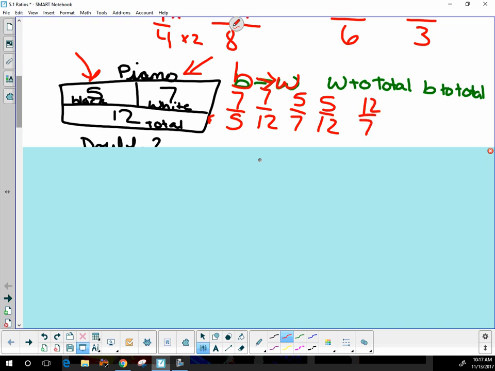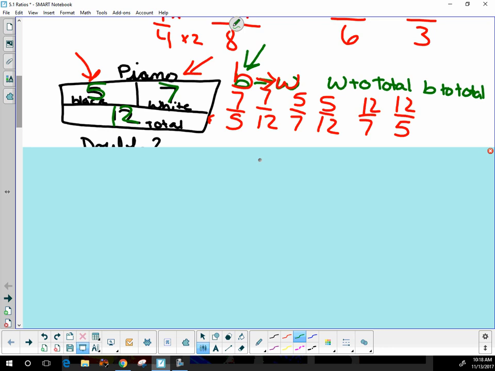12 to 7 or 12 to 5. So all of those contain relationships between the total of 12 piano keys, 7 white, and 5 black. So how do I write it? How do I choose? These are all legit ratios here. Well, what am I asking you for?